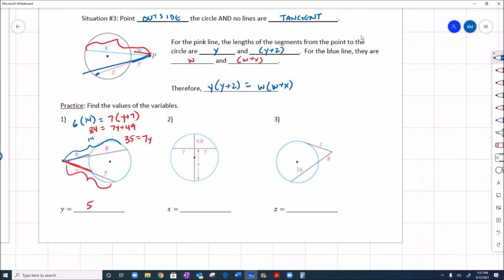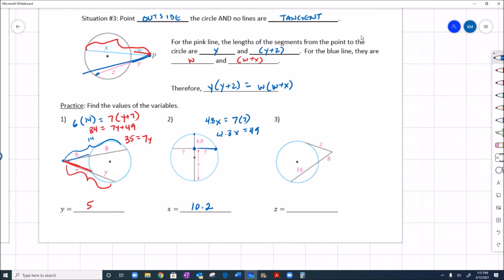Number 2, probably the easier of the situations here. If we're looking at this point, from the circle to the point is x. From the circle to the point is 4.8. So 4.8 times x should equal, from the circle to the point is 7. Circle to the point here is 7. So 4.8x equals 49. To find x, we divide both sides by 4.8. And so we get x to be 10.2.